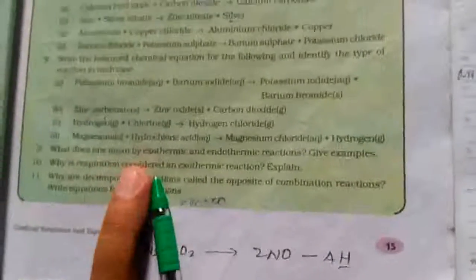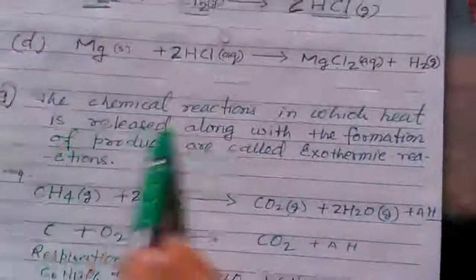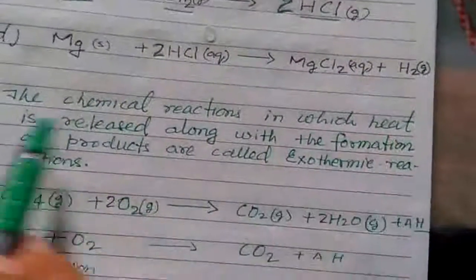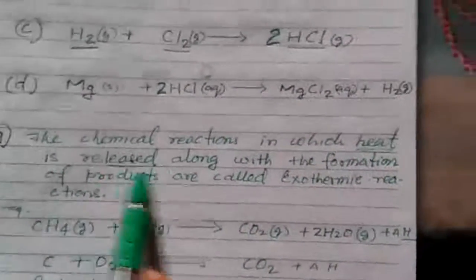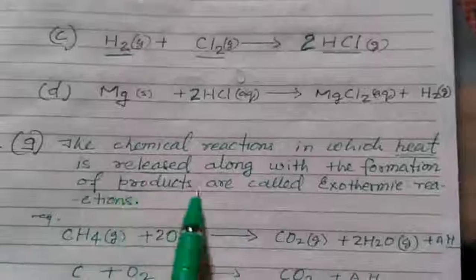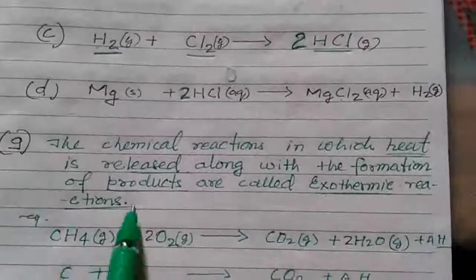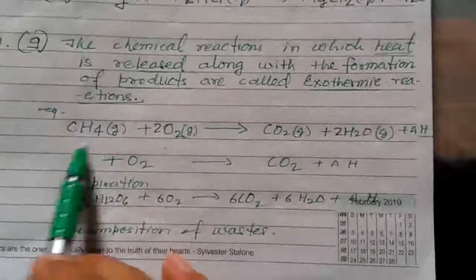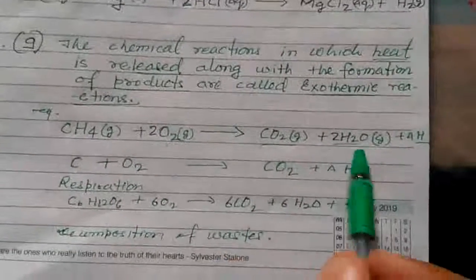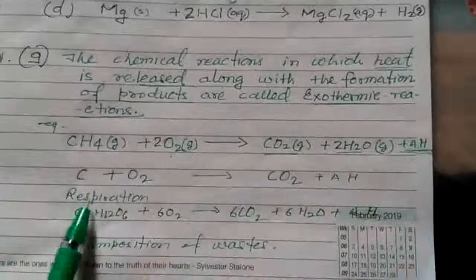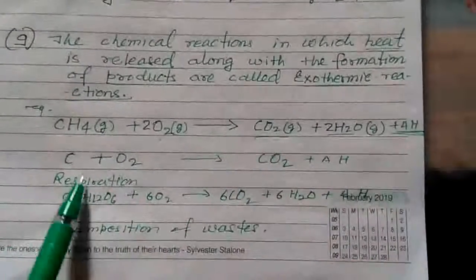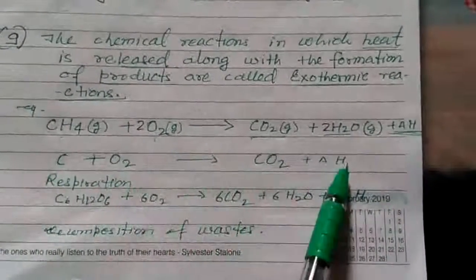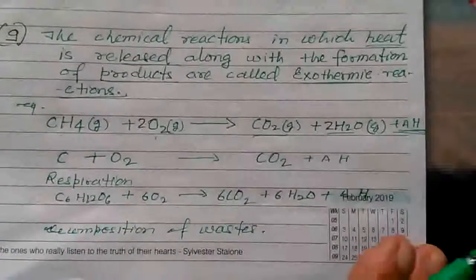What does one mean by exothermic and endothermic reaction? Exo means out. The chemical reaction in which heat is released along with the formation of products is called an exothermic reaction. Like when you burn LPG gases or methane, it produces carbon dioxide and water along with heat and light. Carbon when burned produces carbon dioxide plus heat. Respiration is even an exothermic reaction.